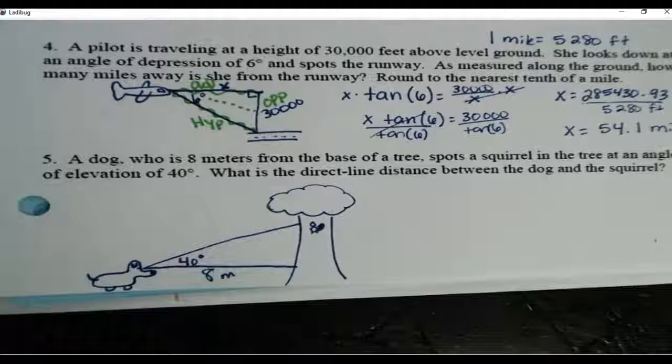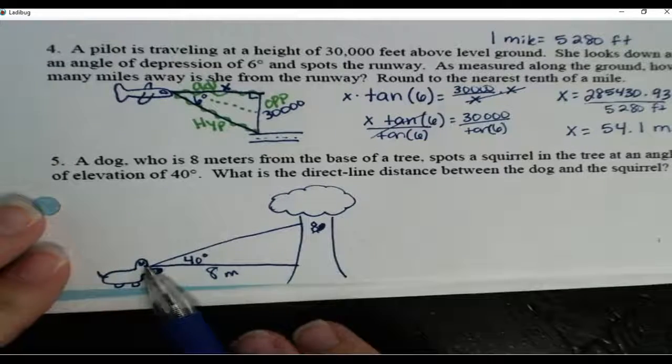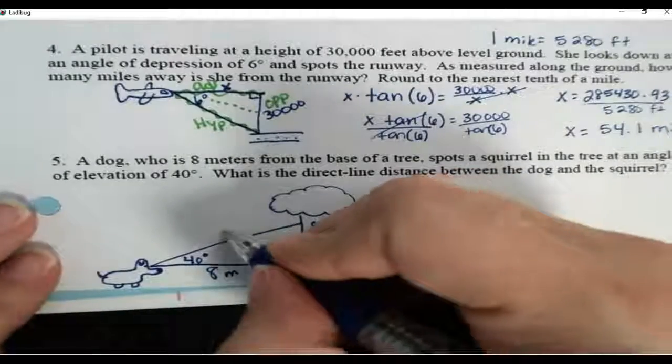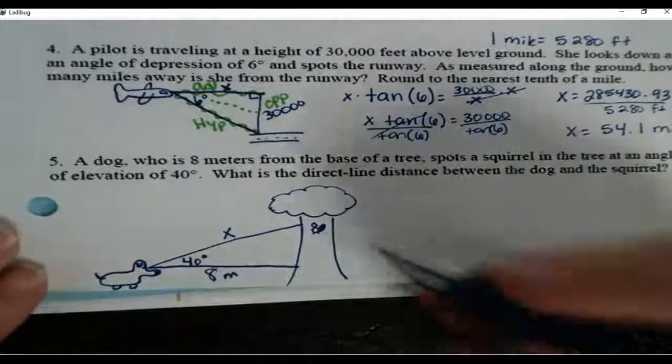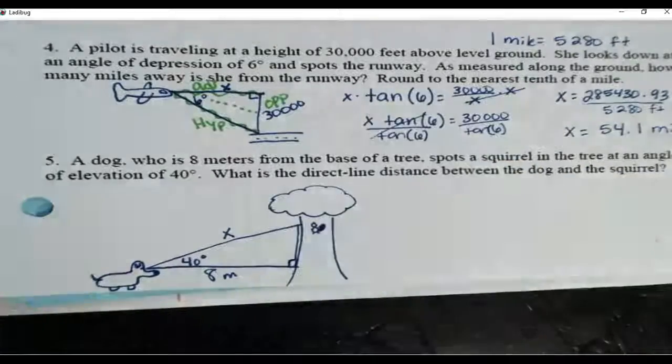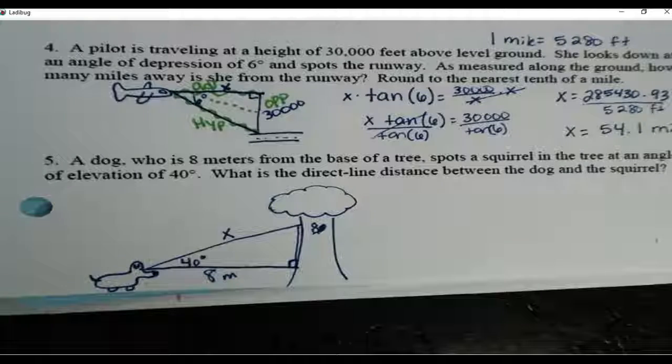So this one's a little bit different because we want to know what is the direct line distance from the dog to the squirrel. So we don't care how high up the tree this squirrel is. We just want to know directly from the dog to the squirrel, how far is that? So in this one, we're finding the hypotenuse. And so if we finish our triangle, here's our right angle. Now this one doesn't tell me how high the dog's eyes are, but we don't even need that, so it doesn't matter.